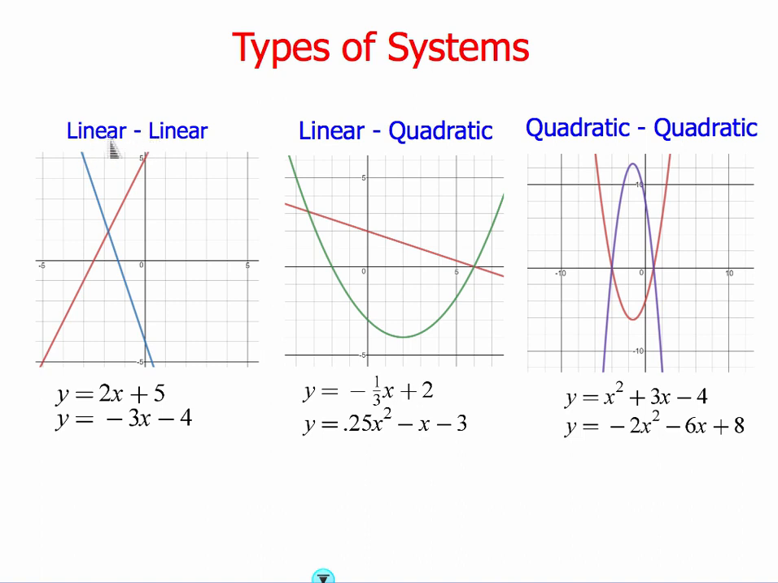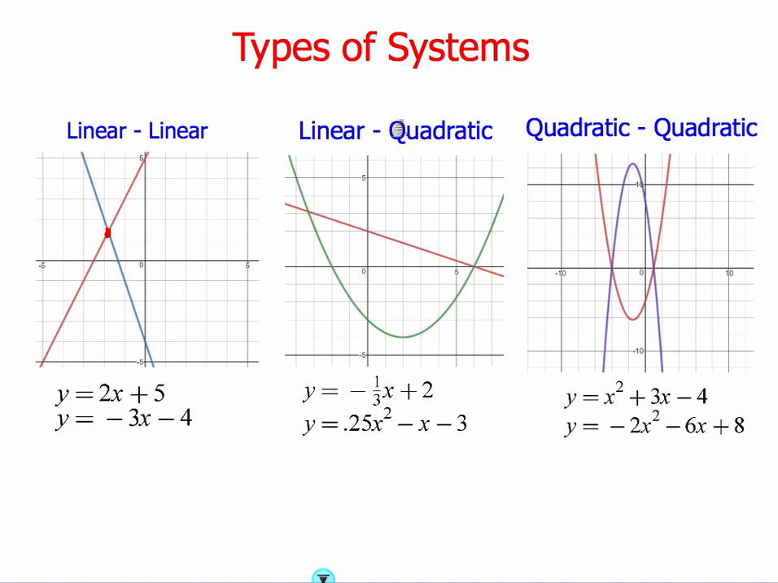So first off, we're going to be talking about linear systems. Linear systems are systems where both equations are linear equations, or straight lines. For example, we have y equals 2x plus 5, that's this red line, and y equals negative 3x minus 4, that's this blue line. They're both linear because they don't have any exponent greater than 1, and they're both straight lines. And their solution is this point right here where the two lines cross.